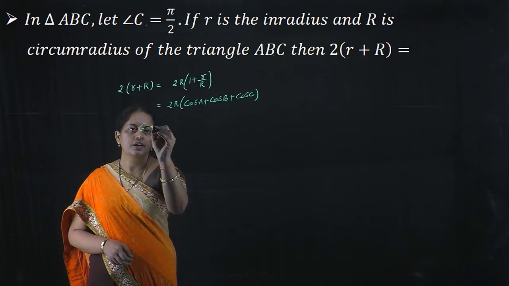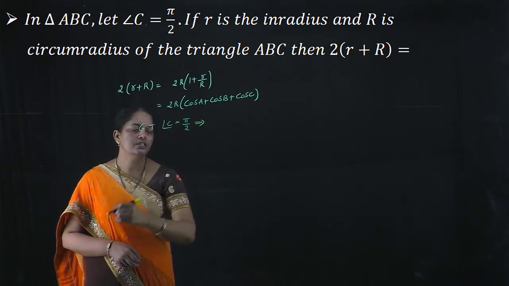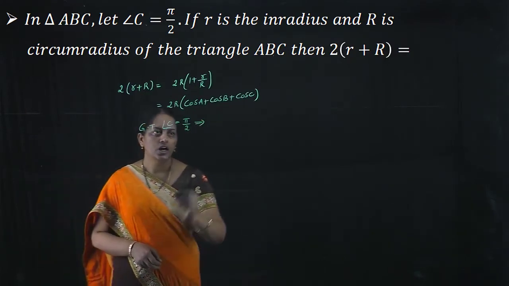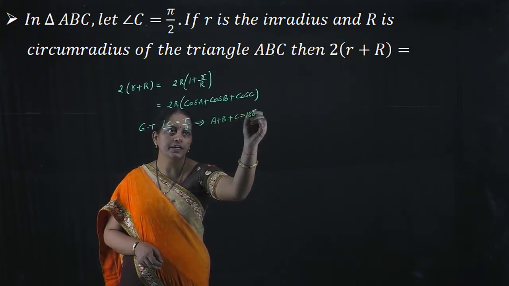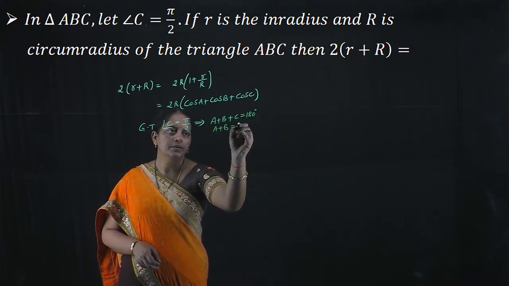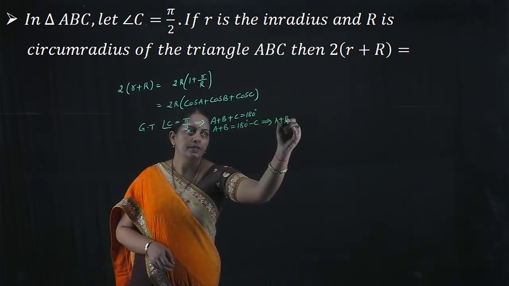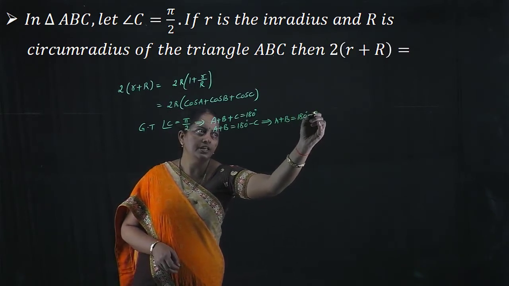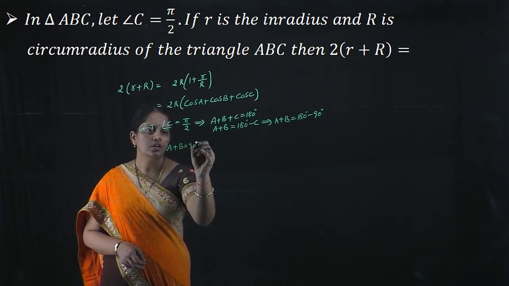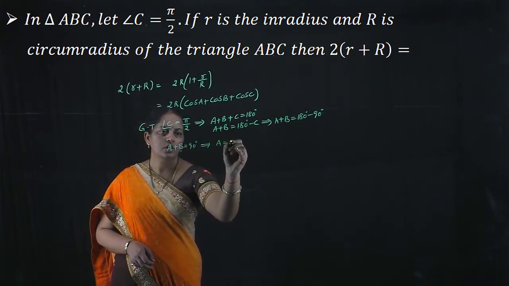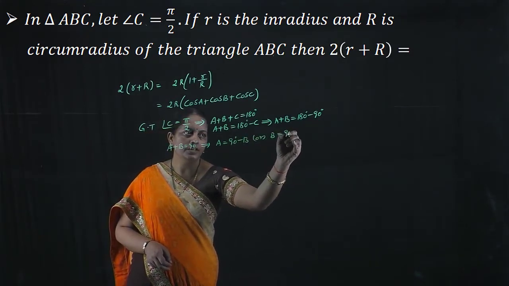But we are given that angle C is equal to 90. And we know that the sum of angles in a triangle is equal to 180. A plus B plus C is equal to 180, so A plus B equals 180 minus C. But we are given that angle C is equal to 90, so A plus B equals 180 minus 90. Hence A plus B equals 90, and A equals 90 minus B, or B equals 90 minus A.